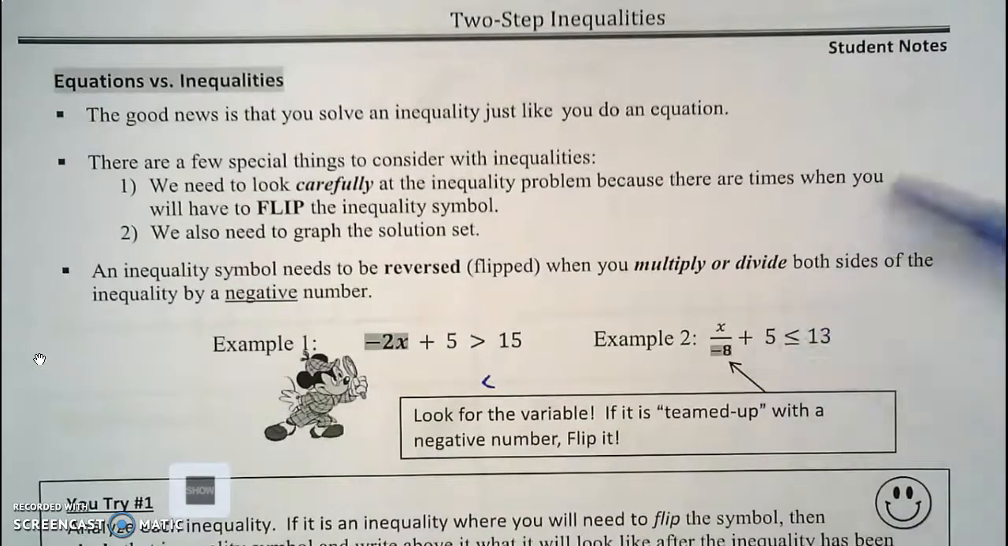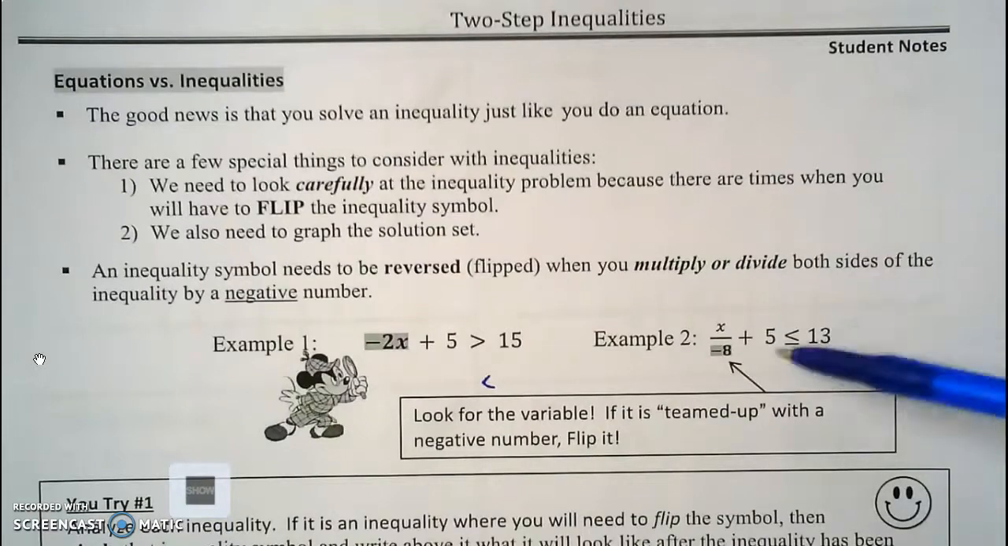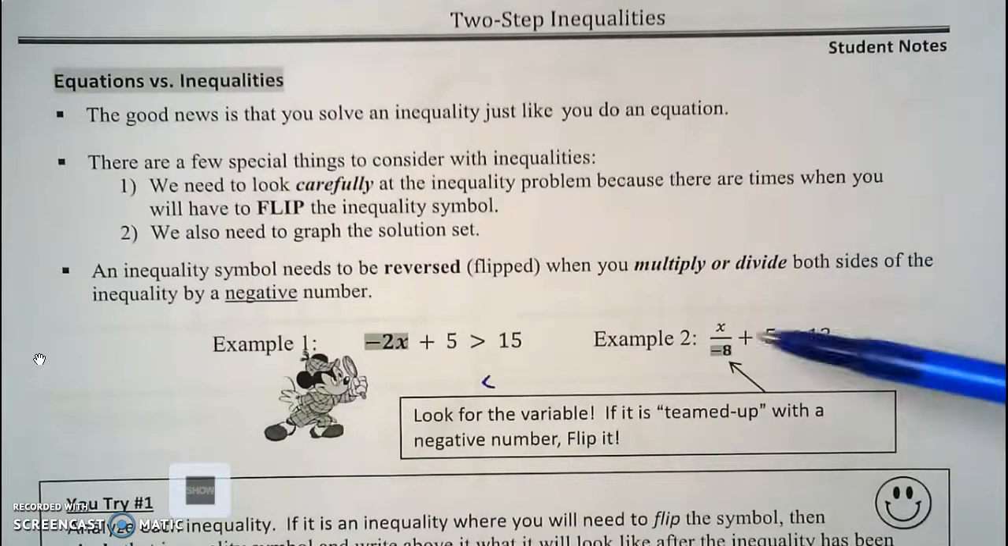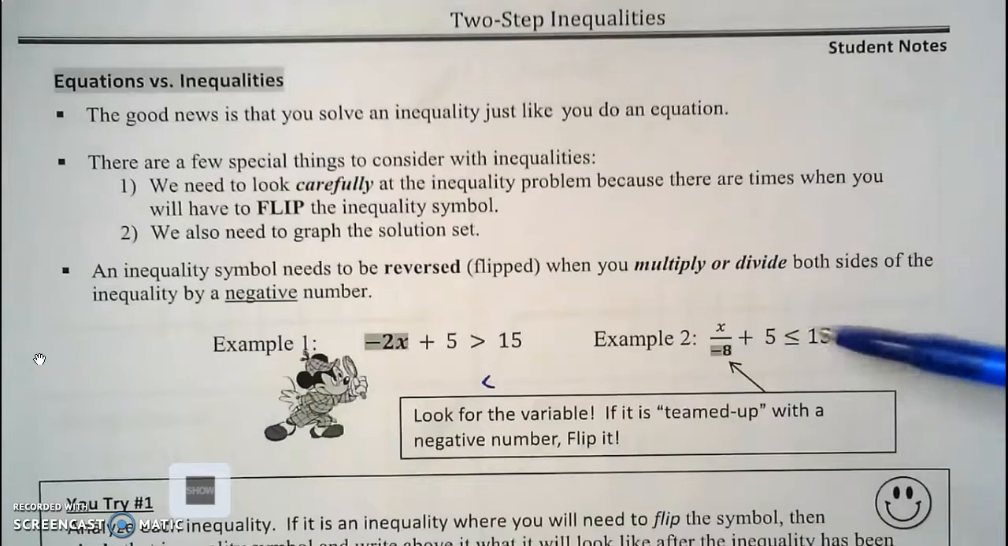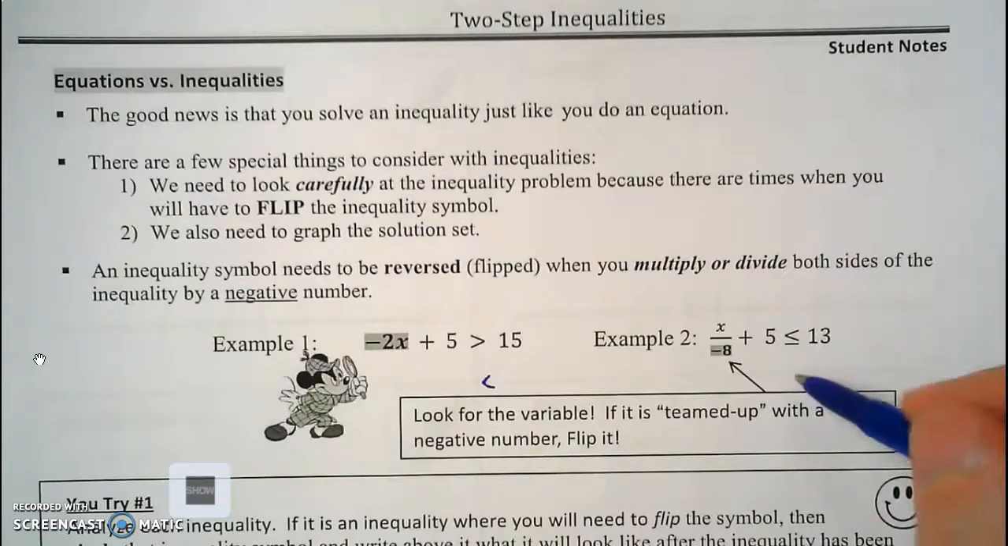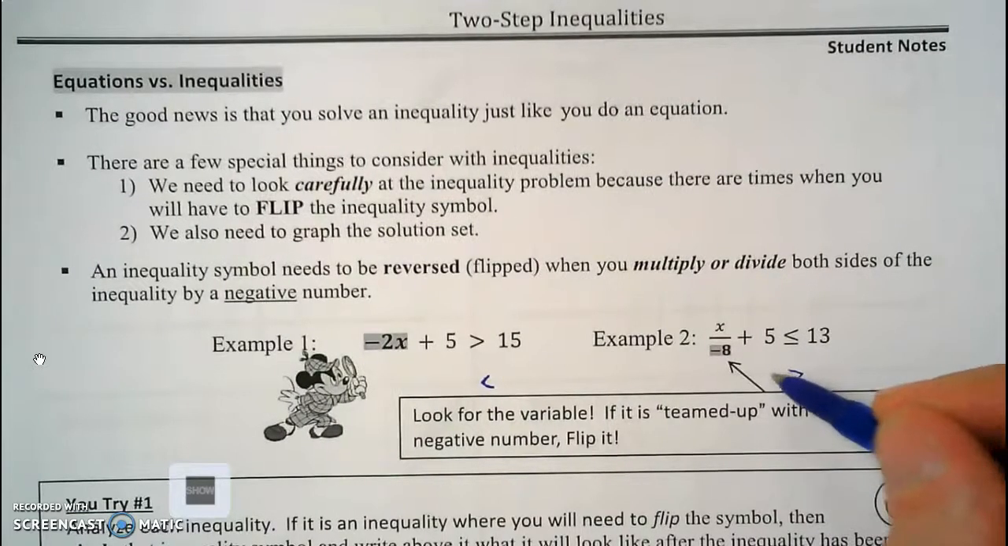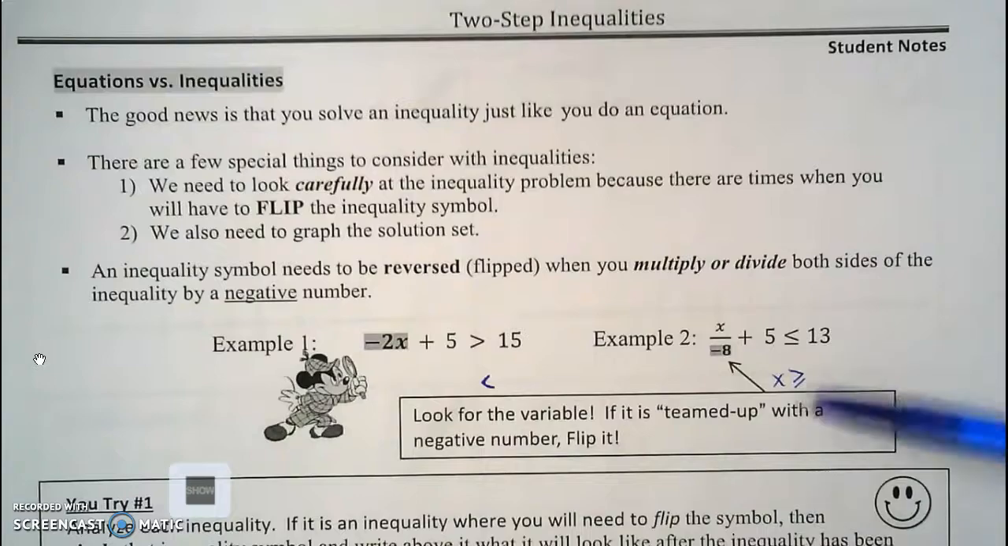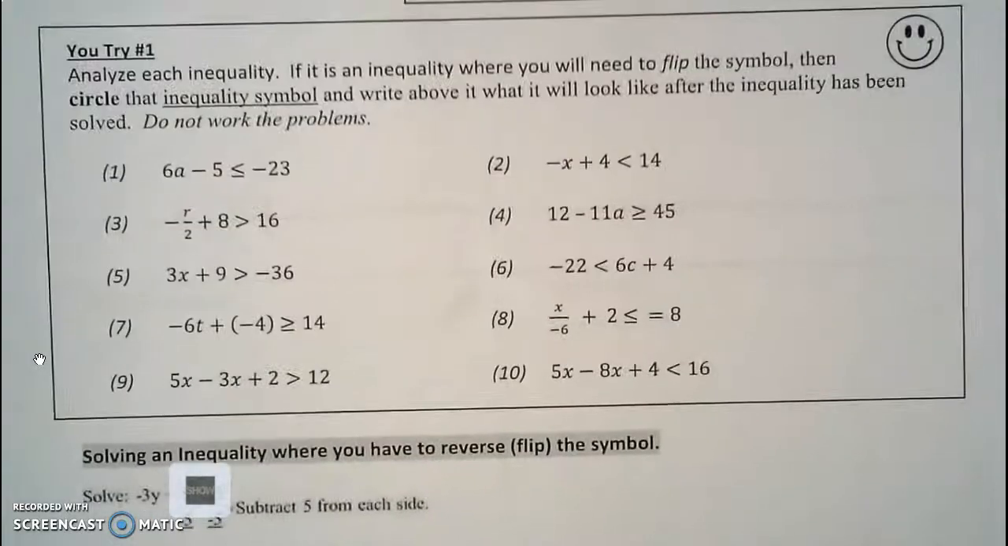Same over here. We would subtract 5 on both sides. This would become an 8. This 5 would be gone. Then we would multiply both sides by -8. And because we're multiplying by a negative, we will still have x over here, but that will flip. So it's kind of easy to tell. You just look at the coefficients.